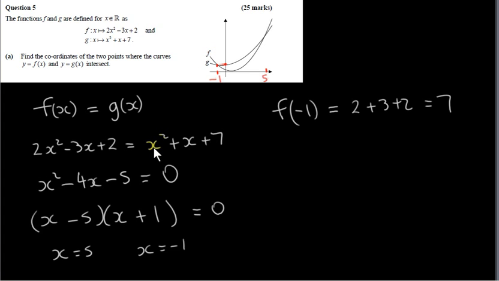Minus 1 squared is plus 1. Plus minus 1, that'll give you 0 plus 7. Yeah, g of minus 1 is also 7. So that checks out. Let's look at f of 5. Plugging in, 5 squared is 25 times 2 is 50. Minus 15 is 35 plus 2 is 37. So if we plug 5 in here, we should get the same answer. 5 squared is 25, plus 5 is 30, plus 7 is 37. It does indeed check out.